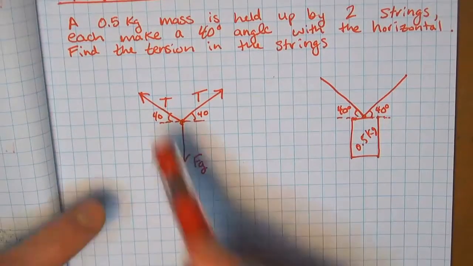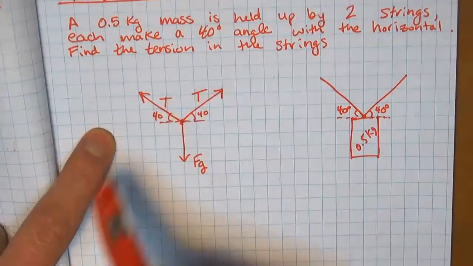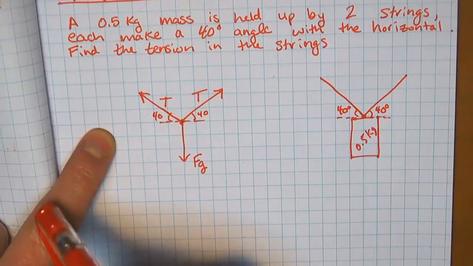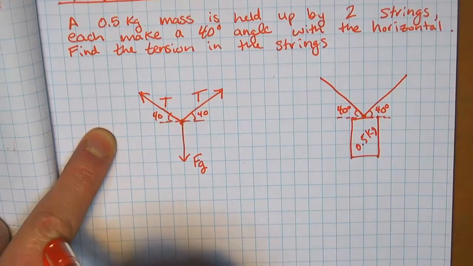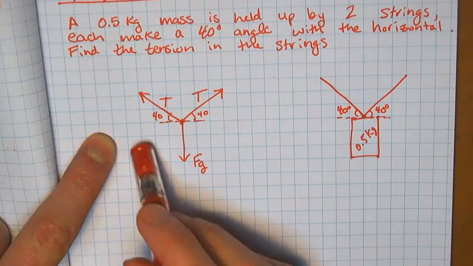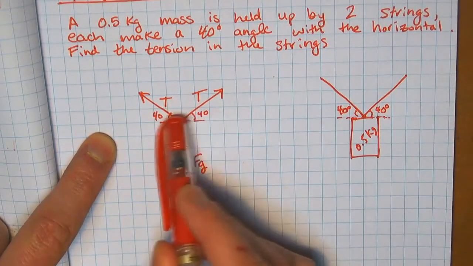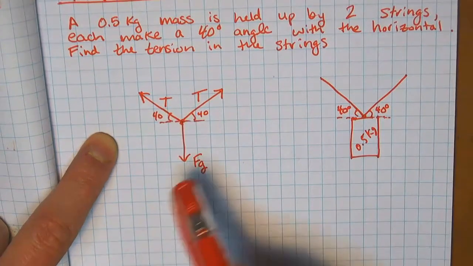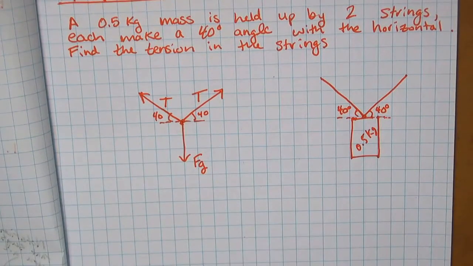However, if one angle was different than the other, then I'd have to call them T1 and T2. That makes it much more difficult. And we're going to do an example problem, but we'll wait till we're much later in the unit. But because the angles are the same, I can call them both T. So they're the same thing.